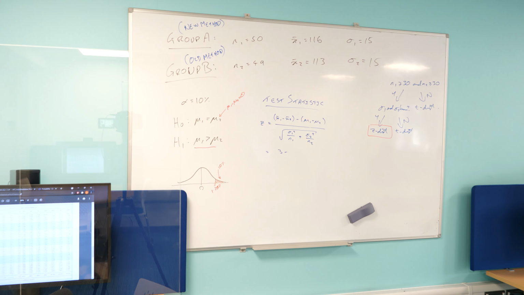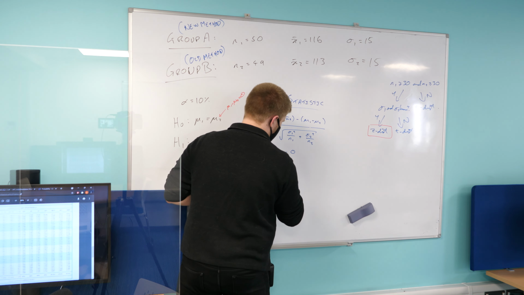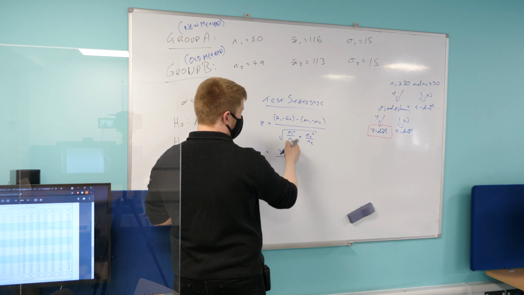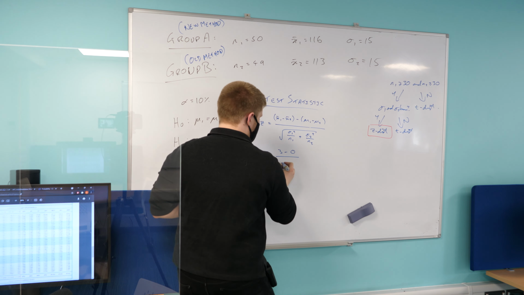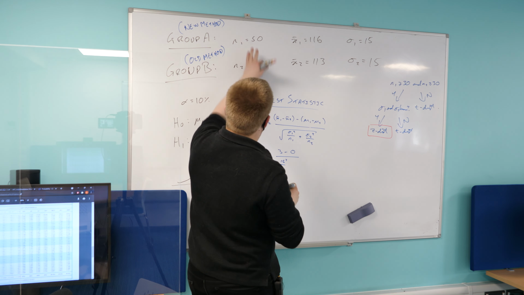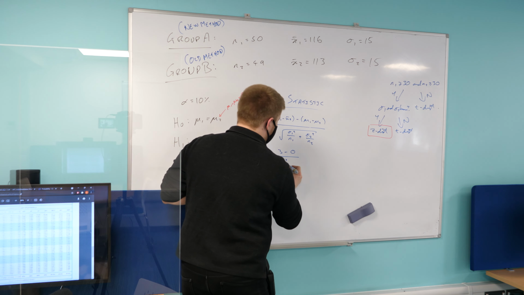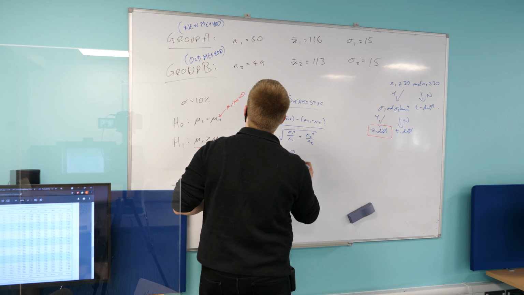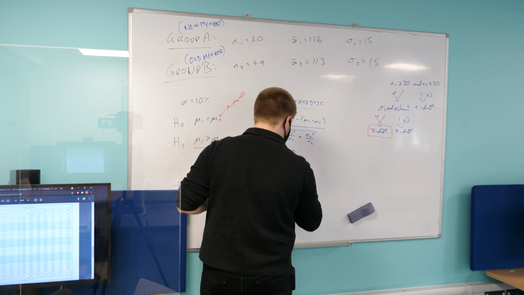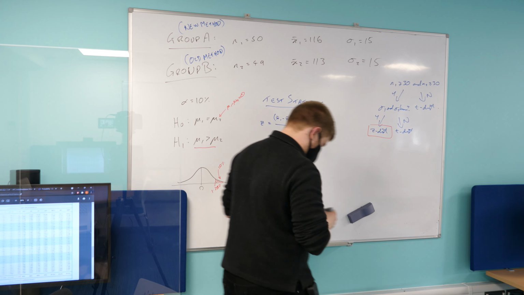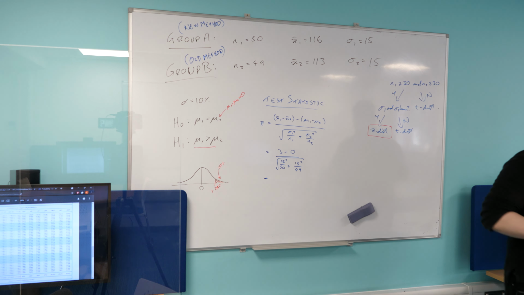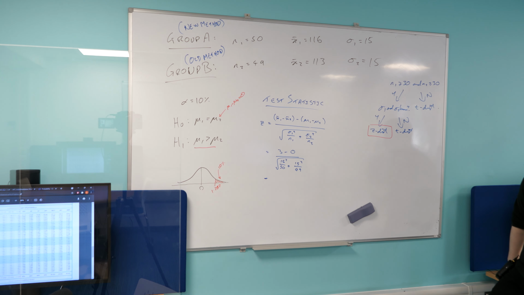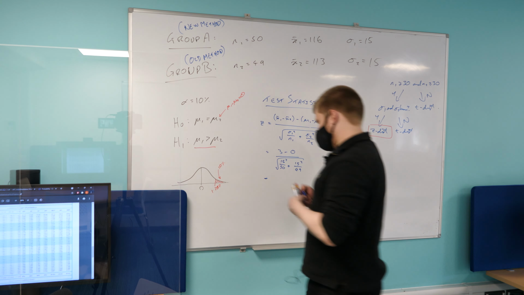Okay, so in other words, it's going to be 3 take away 0, all divided by the square root of sigma 1 squared, just plug in the values, so it's 15 squared over 50 plus 15 squared over 49, all square rooted. So, over to a calculator. What does that come out as? 0.99. 0.99, okay.